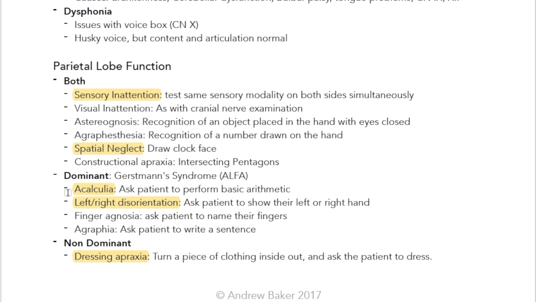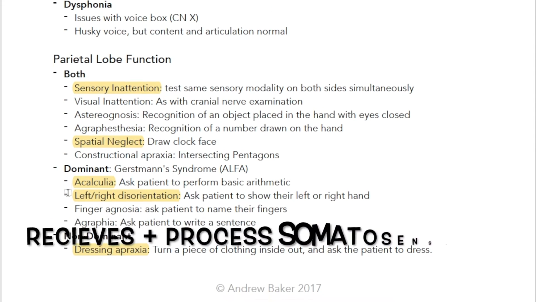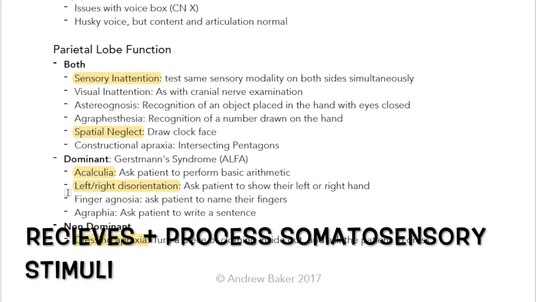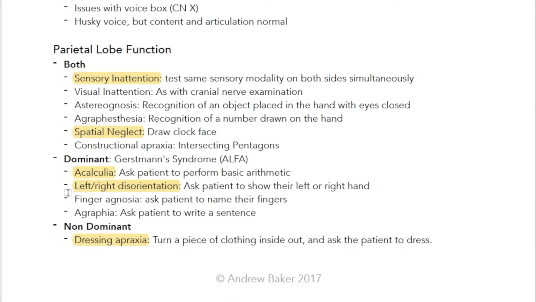All right. Now, higher center exam has a lot of things. You can test for parietal lobe function. Remember, the parietal lobe receives and processes somatosensory stimuli, whether it's pain, touch, temperature, or sense of limb position. That's why you see the test there for sensory inattention, because it receives and processes somatosensory stimuli. You can see spatial neglect. Remember spatial navigation and all sorts of things.